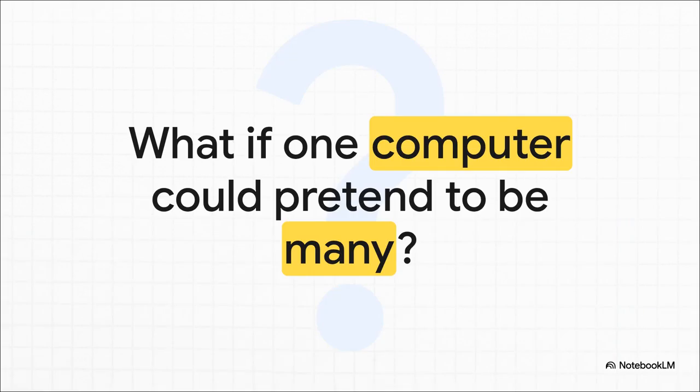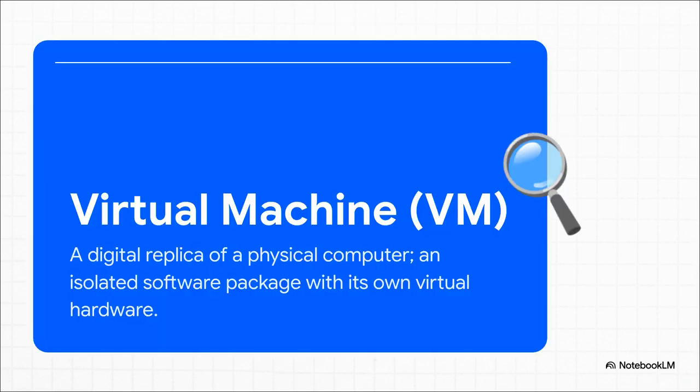It all really boils down to this one simple but kind of mind-bending question. What if you could take one single physical computer and somehow slice it up so it acts like a whole bunch of different, completely separate computers? That's not just a weird thought experiment. It's the exact problem that virtualization set out to solve. And the answer, of course, is the virtual machine, or just VM.